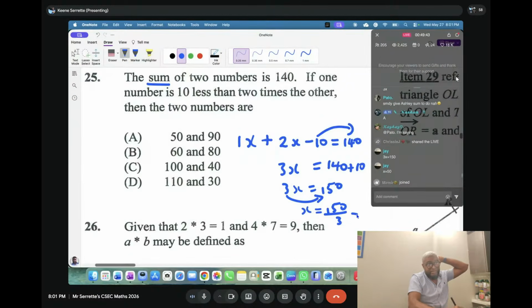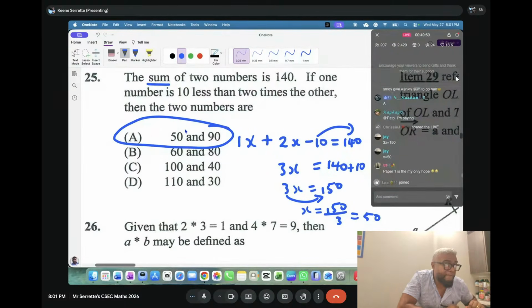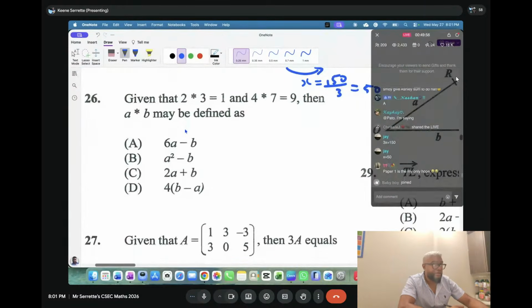But I don't need to figure out anything else. X is 50, A is the answer. There is no other option with 50 being one of the numbers. Everybody clear there? Proper thing.